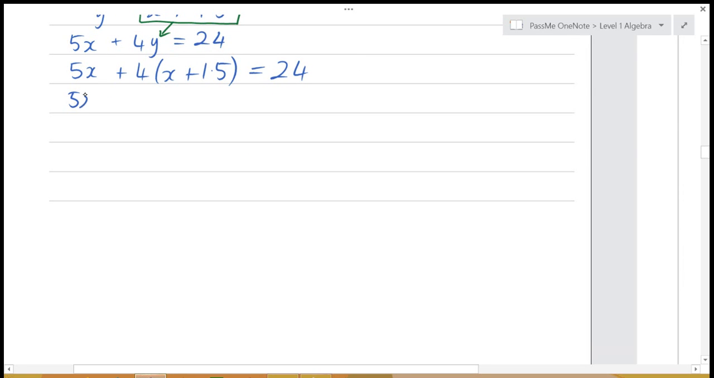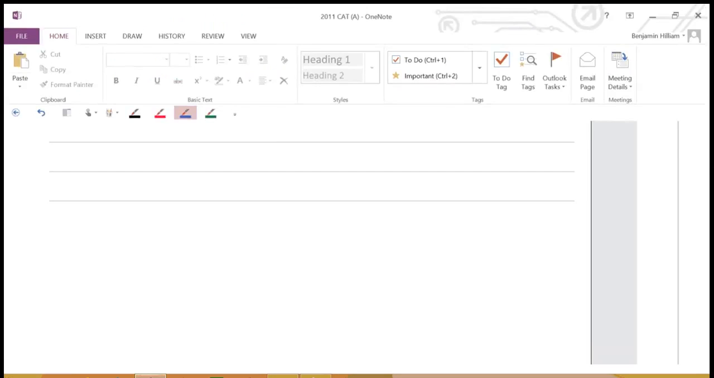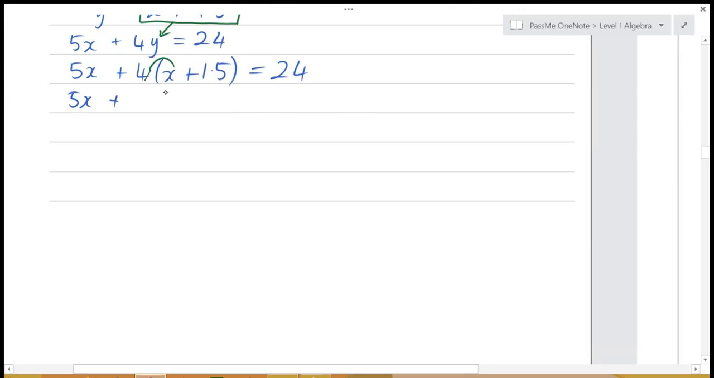So we're going to have 5x plus, and we need to expand our brackets here. We've got 4 times x and 4 times 1.5. 4 times x is just 4x. And 4 times 1.5, well, I hope you can work that out in your head. That comes out as 6. And that's all equal to 24.